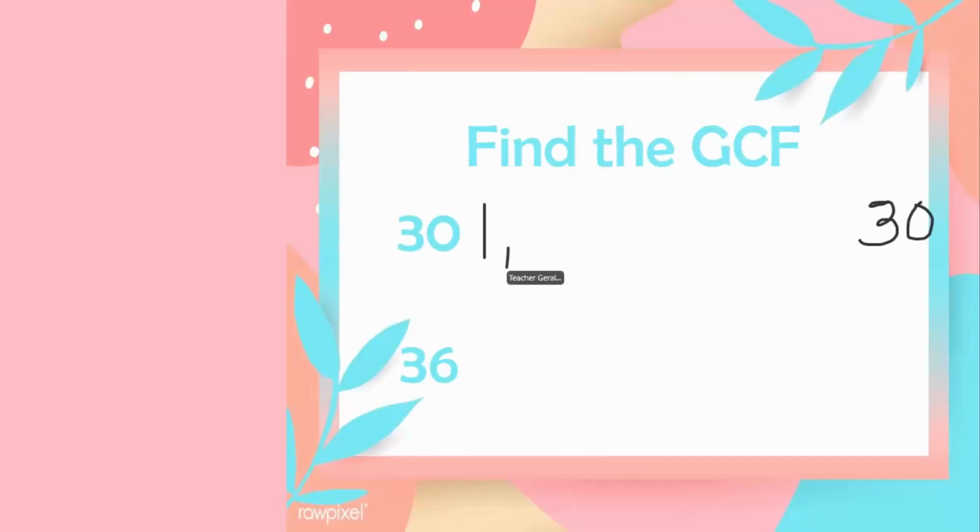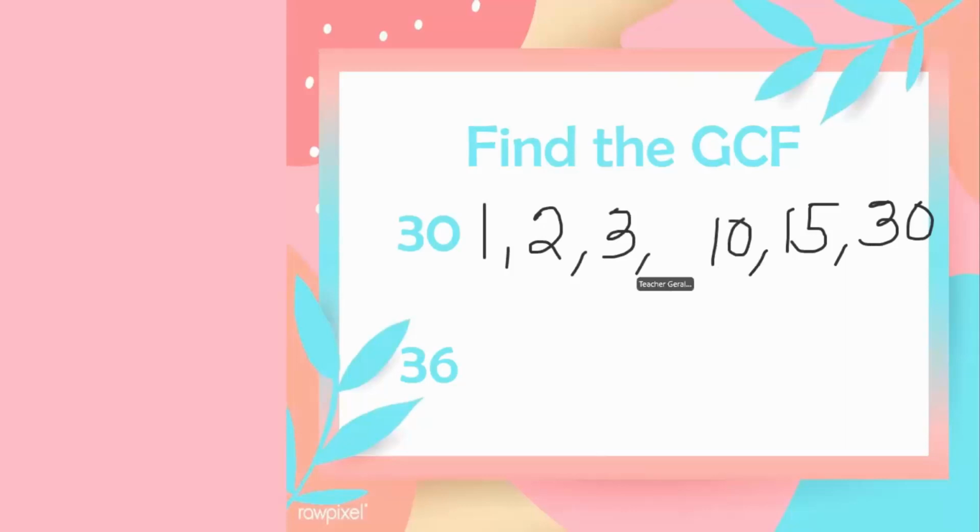Pwede ba natin siya i-divide sa 2? Yes. Okay? And ano yung partner ng 2? 15. Okay? What about 3? Okay, yes. So, ang kapartner ng 3 ay 10. What about 4? Hindi siya pwede. 5? Yes, pwede ang 5. 5 at saka 6. Okay? So, pwede ang 5 at 6. So, hindi na pwede siya sa 7, 8, 9. Hindi pwede. So, the factors of 30 is 1, 2, 3, 5, 6, 10, 15, and 30.